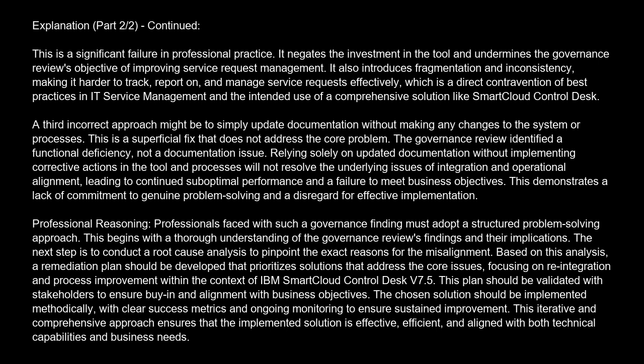A third incorrect approach might be to simply update documentation without making any changes to the system or processes. This is a superficial fix that does not address the core problem. The governance review identified a functional deficiency, not a documentation issue. Relying solely on updated documentation without implementing corrective actions in the tool and processes will not resolve the underlying issues of integration and operational alignment, leading to continued suboptimal performance and a failure to meet business objectives. This demonstrates a lack of commitment to genuine problem solving and a disregard for effective implementation.